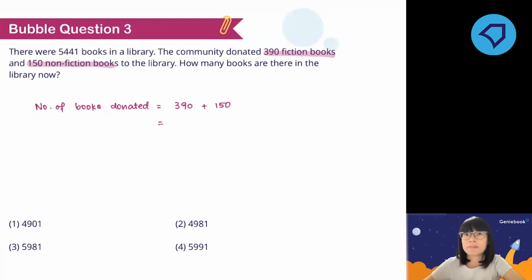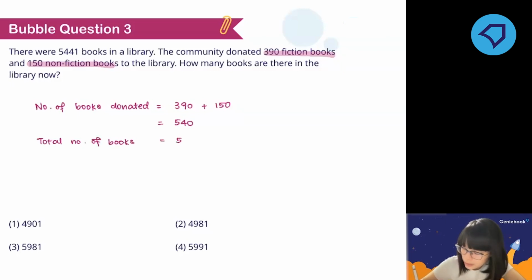390 plus 150. 540. Thank you very much. 540. And then because you want to find how many books are there in the library, now we're going to add it to the original number, right? So we want to find the total number of books.